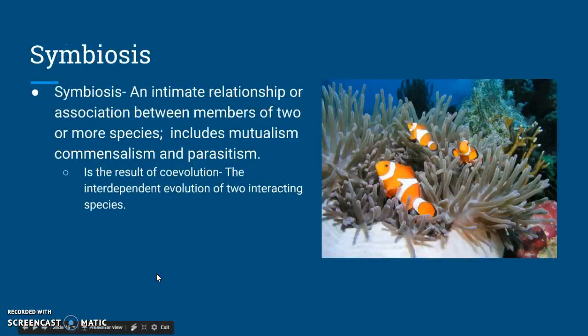So we then have how these organisms live together. So this is called symbiosis. Symbiosis is an intimate relationship or association between two or more species, and it includes three different kinds. They're mutualism, commensalism, and parasitism. It is the result of coevolution, the interdependent evolution of two interacting species. So they've evolved separately, but they interact together. So this is how symbiosis occurs.